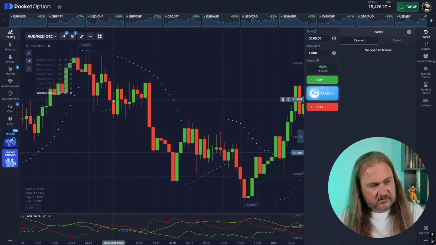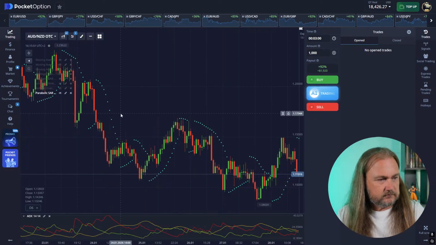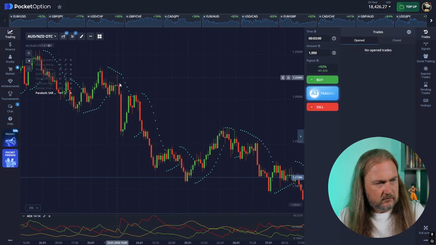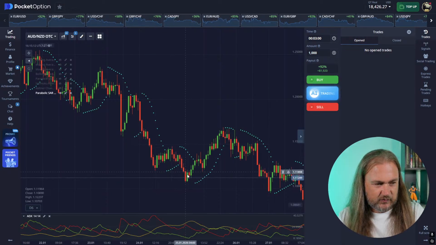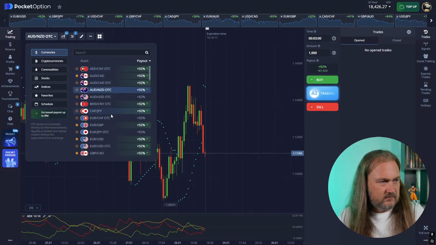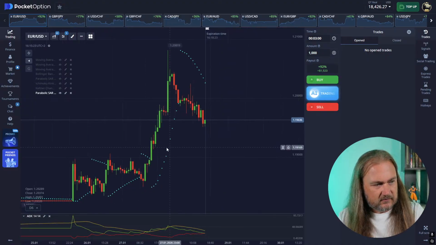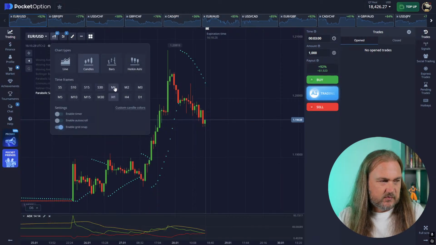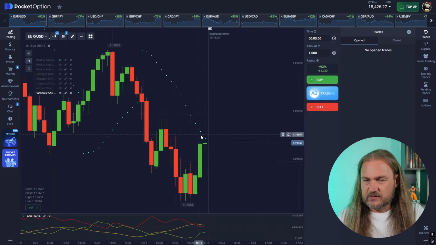Let's see where we would have gotten in. We have a relatively low ADX here. This would have been so sad. Very small move on the parabolic. Let's have a look at good old trusty Euro USD. Okay, charts are not playing along here today. But very usable, especially for options on 5 minutes, but for scalping as well on Forex.